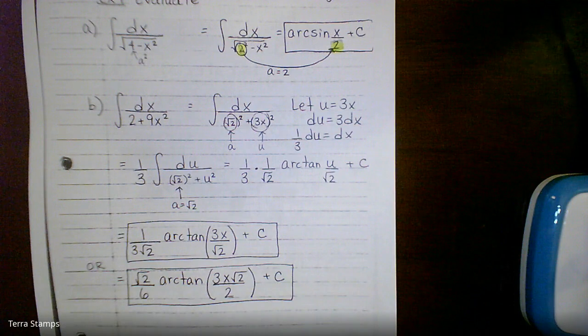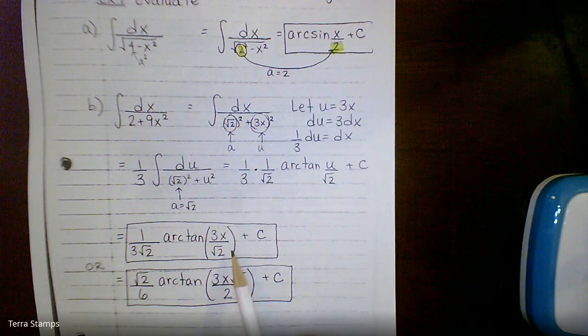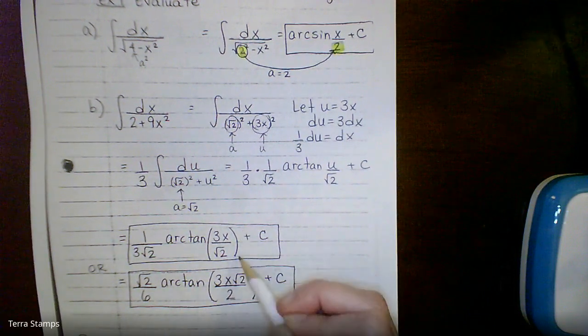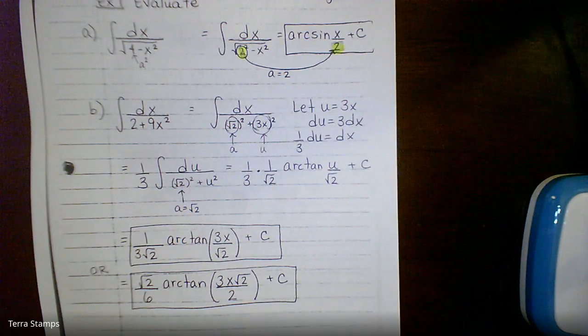Now, having a square root in the denominator is not always pretty, so I could see the back of the book or Calc Chat wanting to rationalize that. If you were to multiply by root 2 over root 2, that would rationalize into this. So both of those are perfectly acceptable answers.